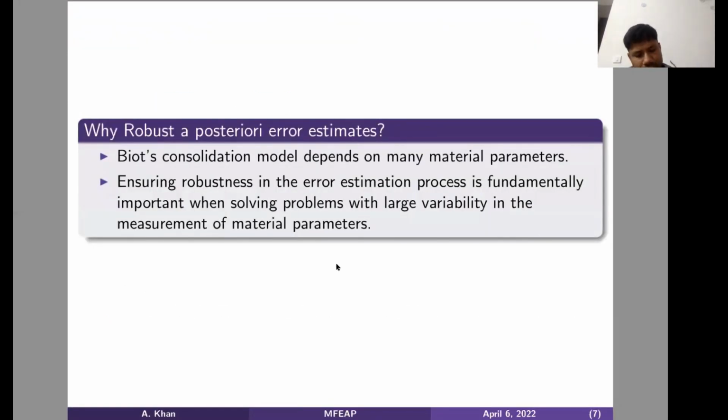Why robust a posteriori estimation? When we talk about a posteriori estimation, first we try to think about how to derive an a posteriori estimator. But when we are solving a problem that has a lot of parameters, we have to be careful that whatever estimator we are talking about is robust with respect to the parameters or not. The Biot consolidation model depends on many material parameters, and ensuring robustness is very important.